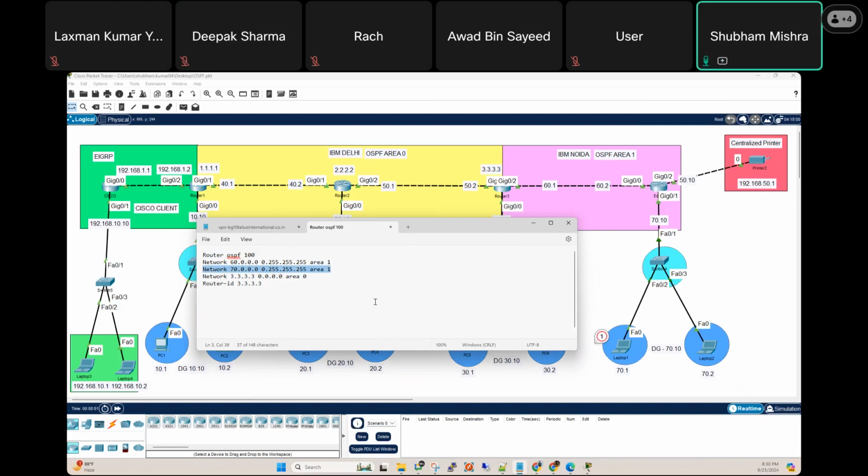I don't know what the problem is here. 192.168.50.1, and here which network are we running? 50. 10. 10.